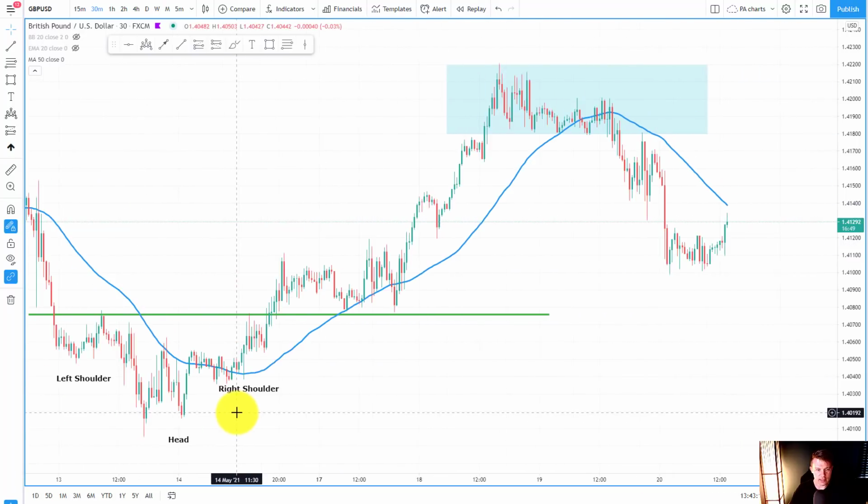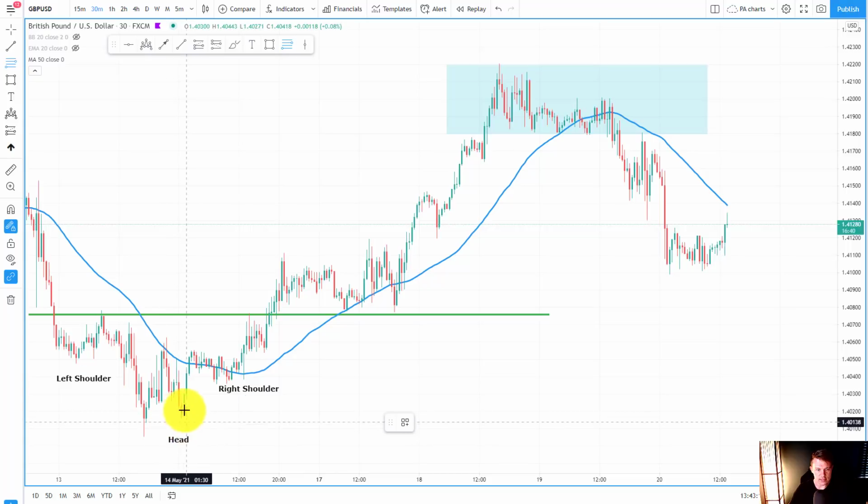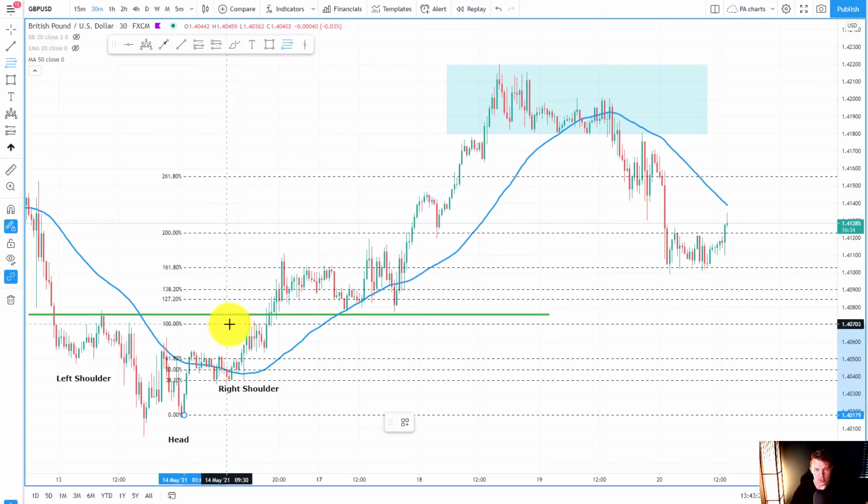Where did the trend start? You can say it started here. You could also make an argument for here. Let's say, I would say personally, the trend started here after the market bottomed out. And then here you can see the market started making higher highs and higher lows. So let's actually see that.